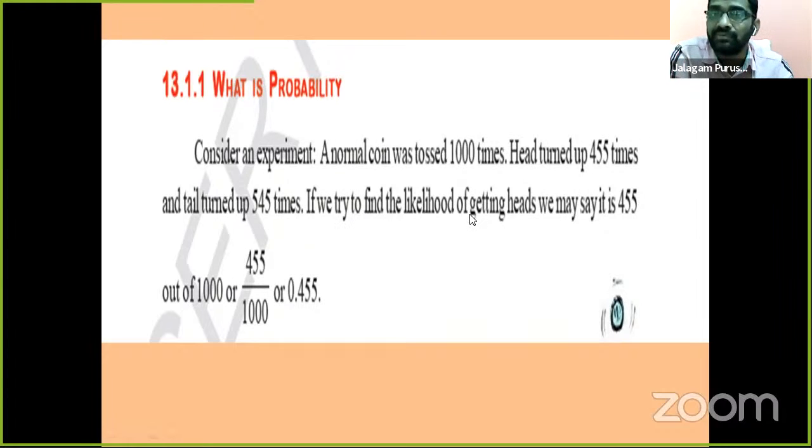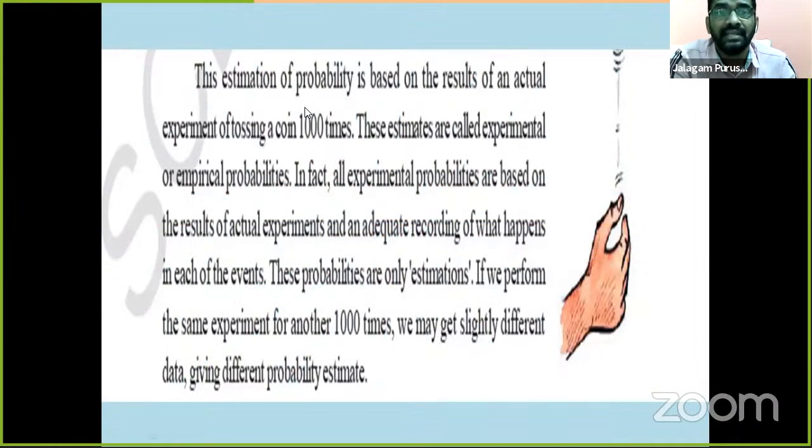If we try to find the likelihood of getting head, if we toss 1000 times, getting head means 455 out of 1000. So here 455 by 1000, in decimal 0.455. This estimation of probability is based on the result of an actual experiment of tossing a coin 1000 times.